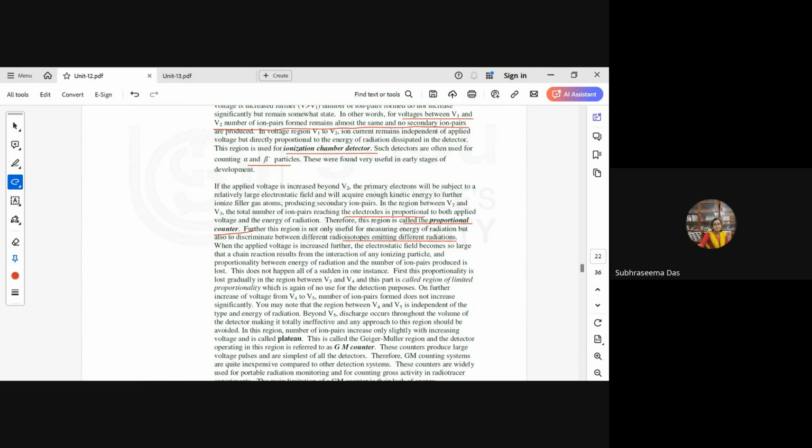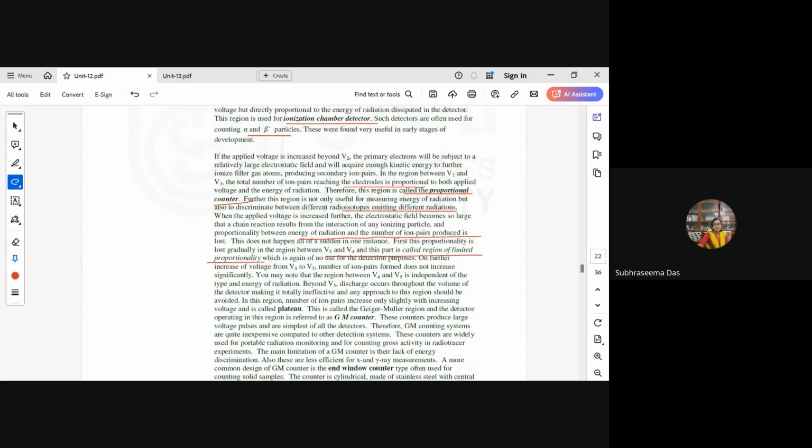When the applied voltage is further increased, the electrostatic field becomes so large that a chain reaction results between the ionization particles, and the proportionality between the energy of radiation and the number of ion pairs produced is lost. However, this proportionality is not lost immediately but gradually, and the region between V3 and V4 of this graph is called the region of limited proportionality.